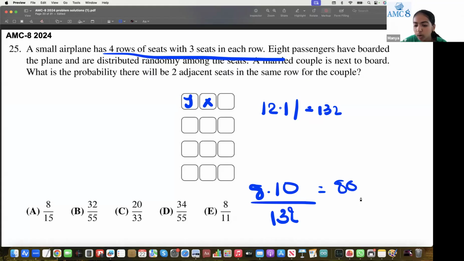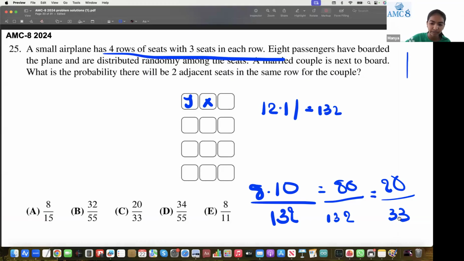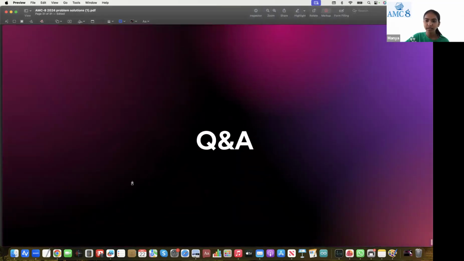So 80 by 132, if we simplify that, then we should be getting 20 by 33 if we divide by 4. Which is equal to 20 by 33, and that's how we got our answer choice C. Does anyone have any questions?